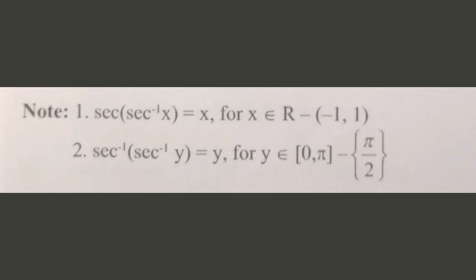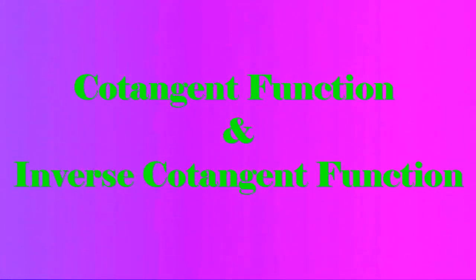Now, from all these discussions, let us note the two important points. First one, sec of sec inverse x equal to x for x belongs to R minus open interval -1 to 1, and the second point is sec inverse of sec y is equal to y for y belongs to close interval 0 to pi minus pi by 2. Now move towards the last trigonometric function, that is cotangent function and inverse cotangent function.